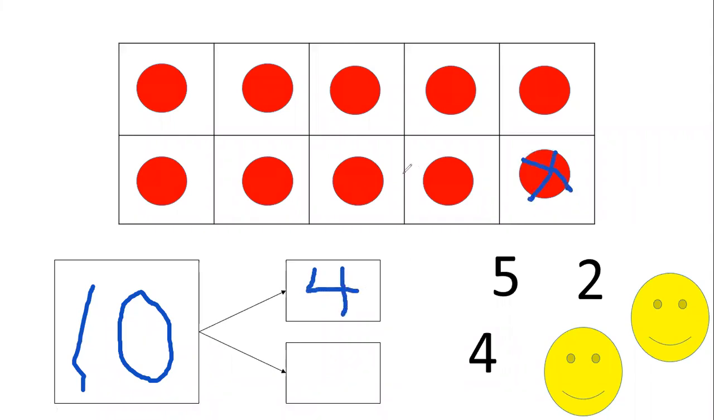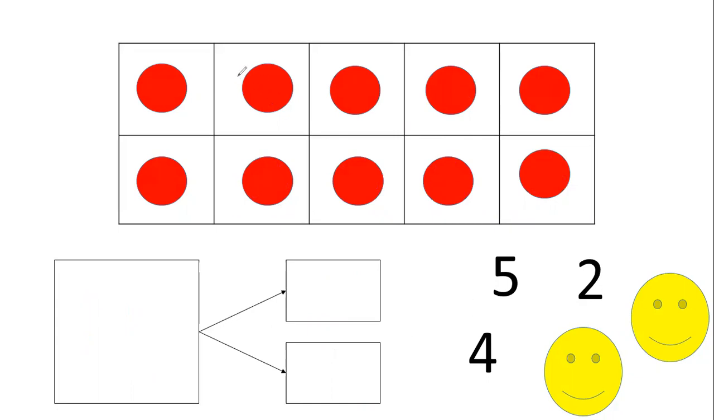So how many kids still have balls? How many of those kids still have balls? You got it. 5. Not 5. Tricked you. 1, 2, 3, 4, 5, 6. I wanted to see if you were listening. 10 minus 4 equals 6. Don't fall for Mrs. Chamberlain's tricks. All right, here we go.